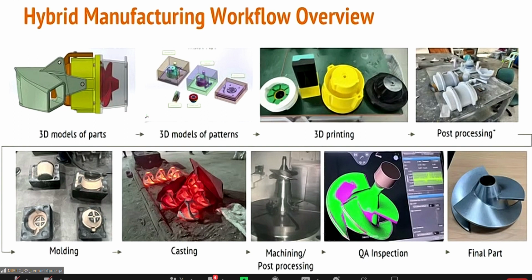Okay. So once the post-processing is done, we send it to the molding area for molding. And then the usual casting process: we melt, we cast, we do machining for parts that need machining, and then we do QA inspection using scanning technology. And then you come up with the final part that's already acceptable for use for its intended function.